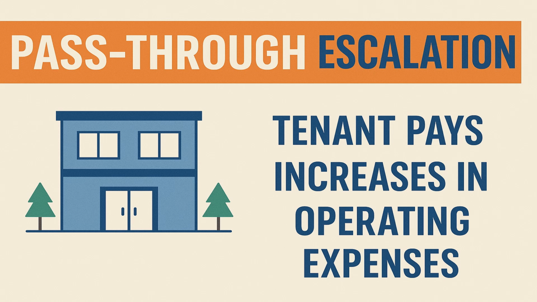So which escalation type is best? It depends. Fixed increases give you predictability. Expense pass-throughs tie rent to actual building costs. And CPI-based increases track with the economy. Every lease is a trade-off between risk and control. The key is understanding what you're signing and how it could affect your business in year 2, year 5, or beyond.